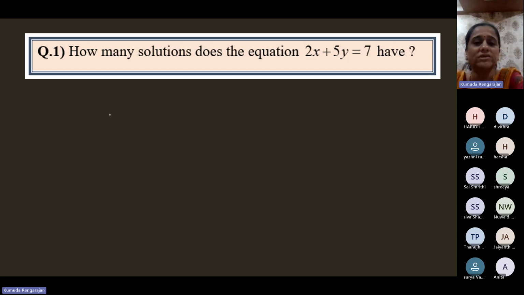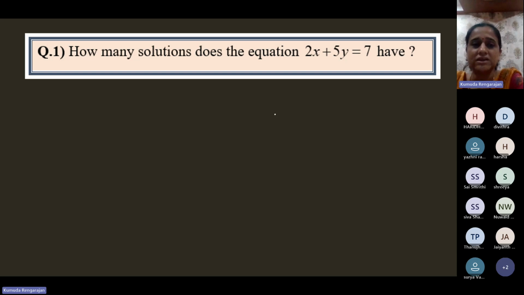So this question: how many solutions does the equation 2x plus 5y equal to 7 have? What's the answer to this question? Infinitely many. Perfect. Infinitely many solutions, because it is a linear equation in two variables x and y.